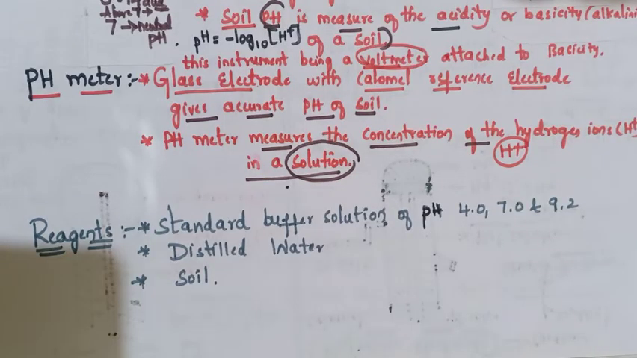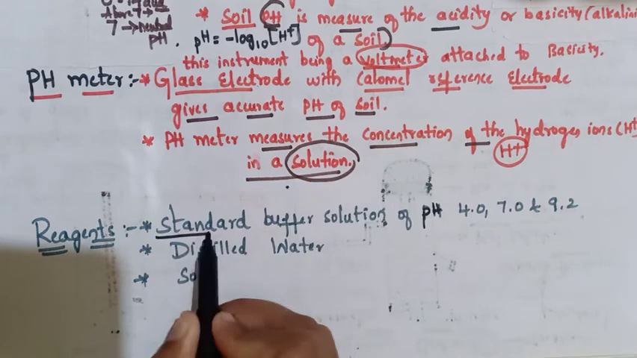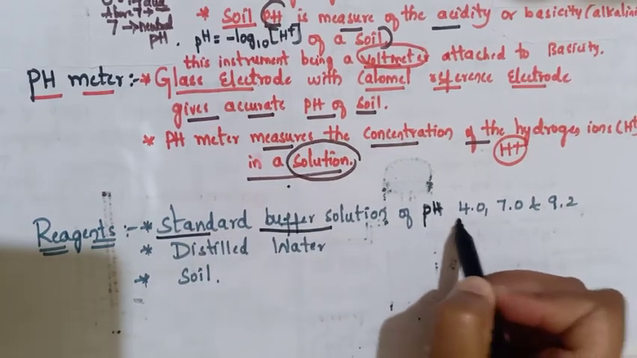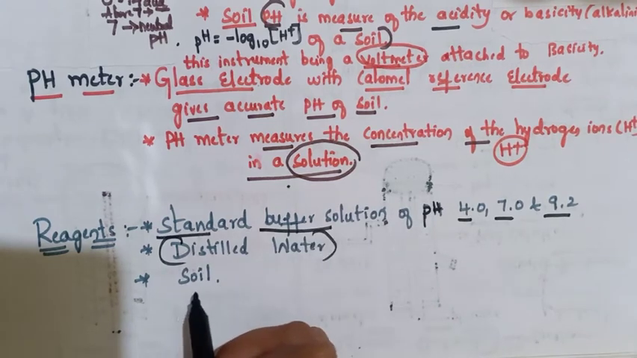Now let's see what are the reagents which are used for the determination of soil pH by pH meter. We need standard buffer solutions of pH 4, 7 and 9.2, and we need distilled water, and we need soil.